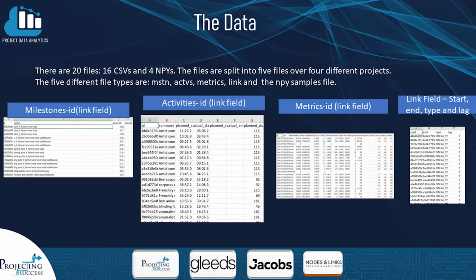So the first step I took was to look at the data, and I noticed it was divided into 4 different projects, 4 CSV files and 1 NPY file per project, and the CSV files were milestones, activities, metrics, and links. I noticed between all the projects they had the same column headings and column information. So the next step I could take was to turn that into 4 separate CSV files, a master file, so to speak.